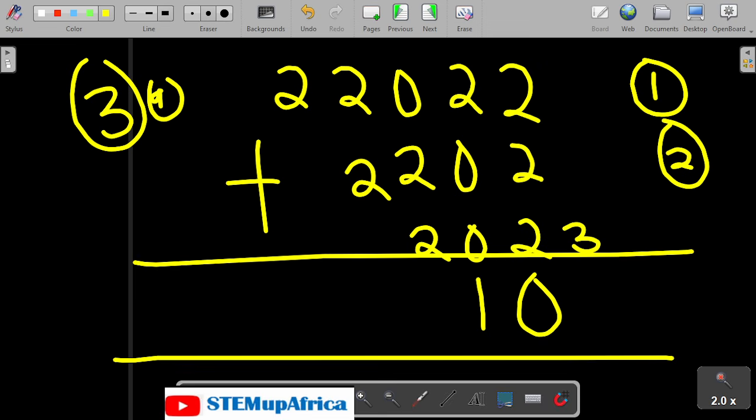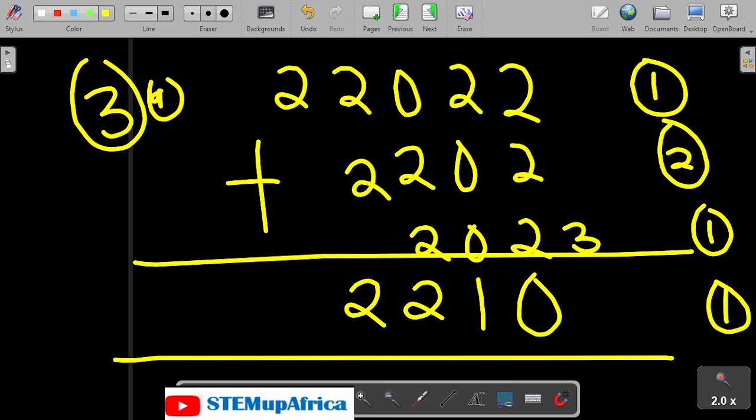Then 0 plus 2 plus 2 is 4, plus the 1 I carried is 5. How many 3s in 5? That is 1. What's remaining is 2. I'm carrying 1 also. The same thing here is 2. I'm carrying 1. Then 2 plus 1 is 3. I'm writing 0, carry 1. So this is the solution to question 3a.